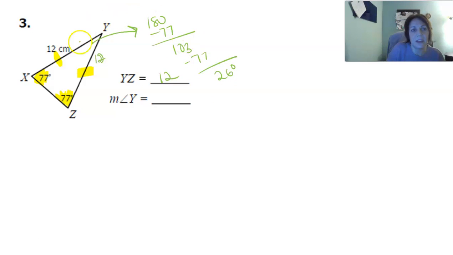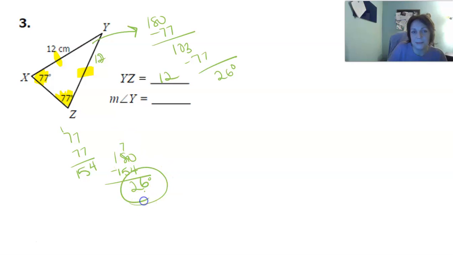The other way to think of it is to say, okay, I'm going to take 77 and add those together, the two 77s. So that would be 154. And then say, okay, there's 154 taken up. Let's see what's left for that top angle out of 180. So 26. And I was right. I did my arithmetic. 26 degrees. Okay?